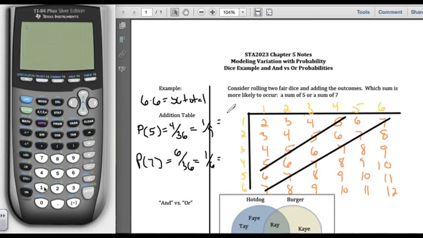So over here on my calculator, I'll say 1 divided by 9. The probability of my 5 would be 0.1111 to 4 places. Then 1 divided by 6 for the probability of 7, that would be 0.1667 if you round that to 4 places. I can see the probability of a 5 is about 11%. The probability of a 7 is about 17%. So a sum of 7 is more likely to occur based off of my sample space here.